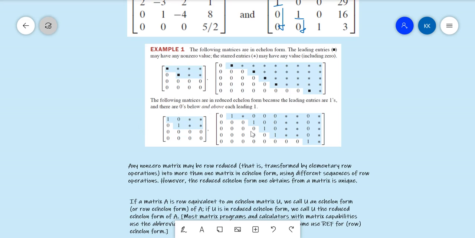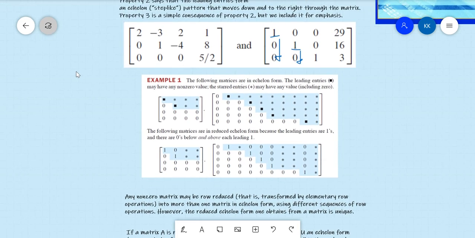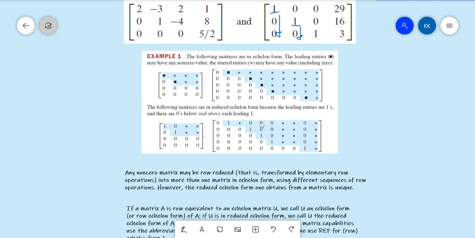These two matrices are in reduced echelon form because the leading entries are 1. So like here we had this black square, which denoted any value including 1. Here we are specifically dealing with 1. So this is 1, these are 1s, and these values are anything. But you might be noticing something interesting. Why are there no stars here? You might question this. Why are these specifically zeros?